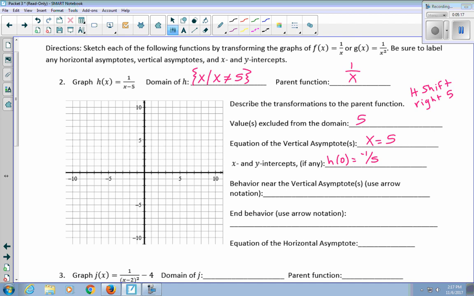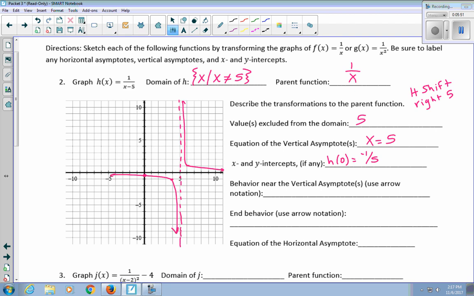So let's draw what I've got so far. My y-intercept is (0, -1/5), something like that. And I have a vertical asymptote at x equals 5. And then I know that it's going to have the same general look as 1 over x. So it's going to be something like this, and then this one like that, and then approaches the x-axis and approaches the asymptote.